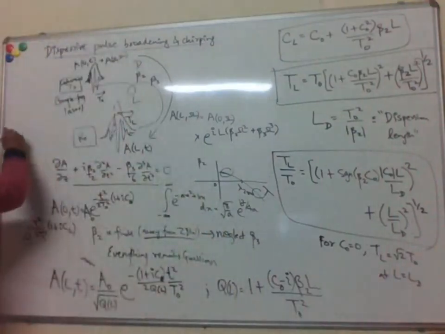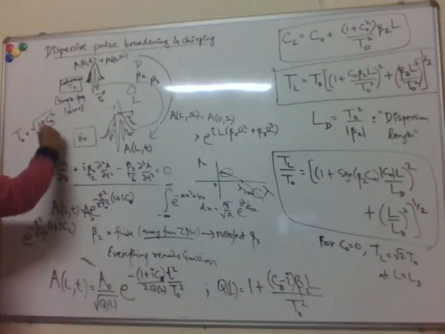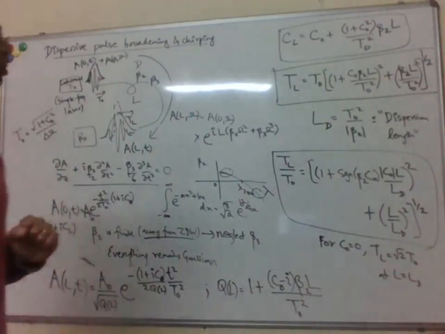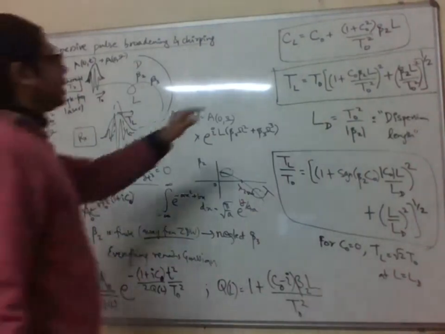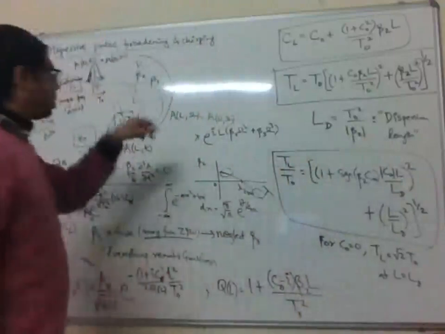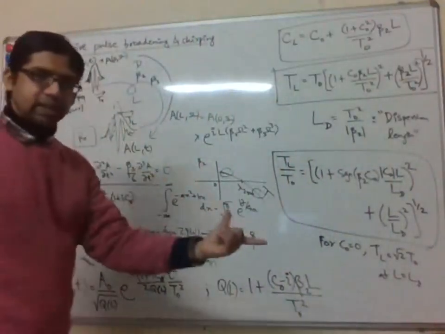for this chirped pulse, recall that the duration T naught depends on the chirp like this, delta omega, where this is the bandwidth. Right? So for C naught equal to 0, you get the minimum pulse width, which is 1 over the bandwidth. Right? So you can see if C naught is positive, beta 2 is negative, C is decreasing, and you're approaching a transform limited pulse. So the pulse width is also decreasing.